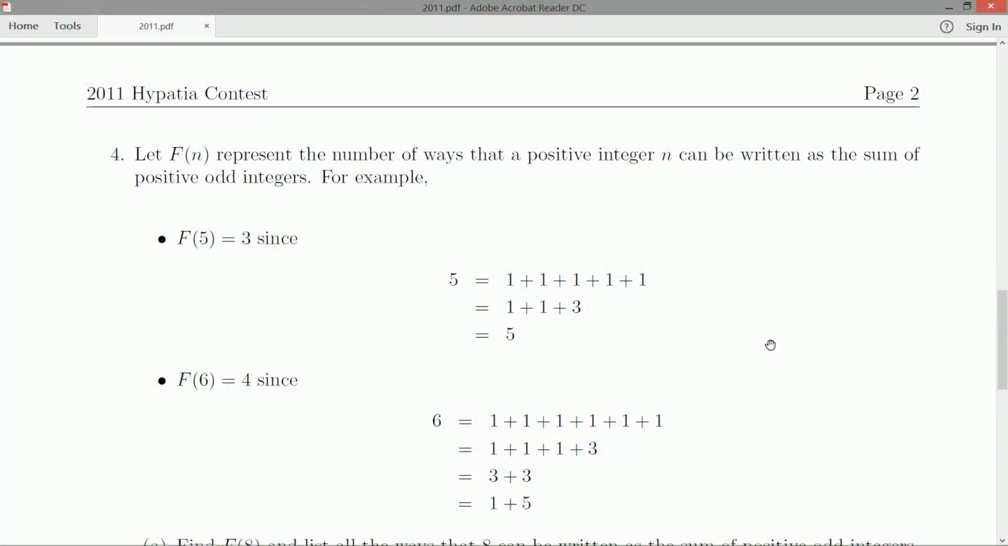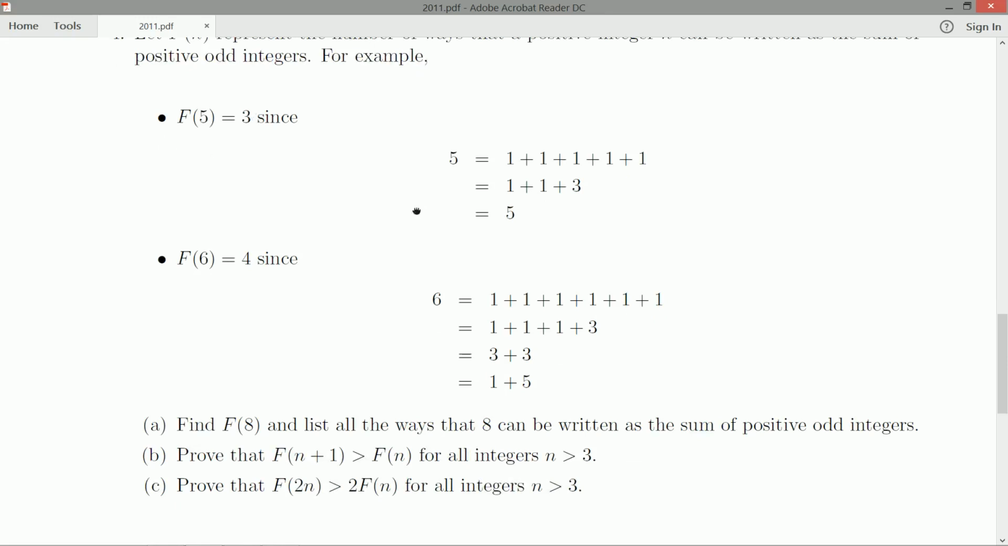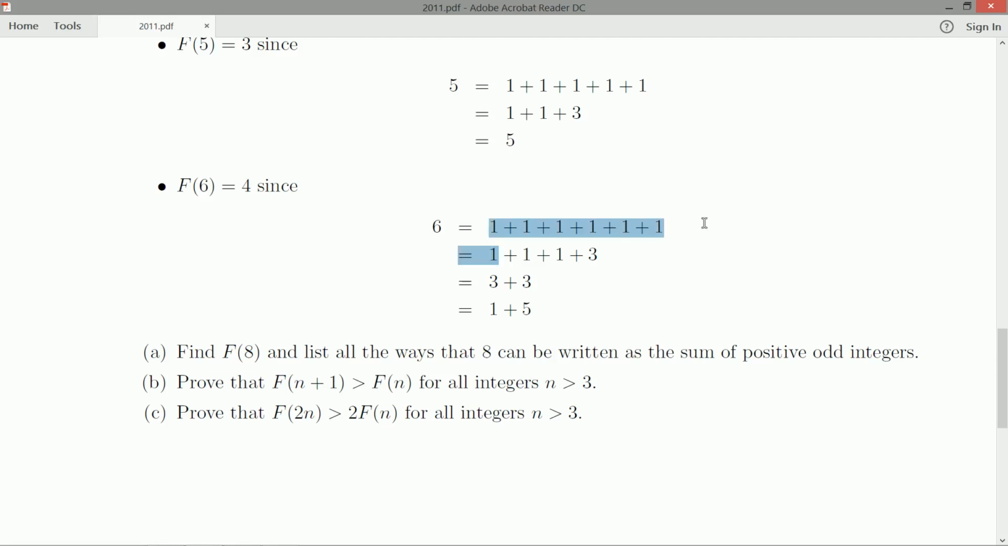So we've got question number 4 here. Let f of n represent the number of ways that a positive integer n can be written as the sum of positive odd integers. For example, f of 5 equals 3, since these are the only ways we can write out 5 as a sum of odd integers: 5 ones, 2 ones and a 3, and then just a 5. f of 6 is equal to 4, since 6 can be 6 ones, or 3 ones and a 3, 2 3s, or a 1 and a 5.